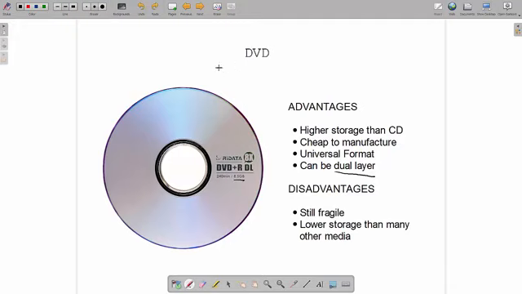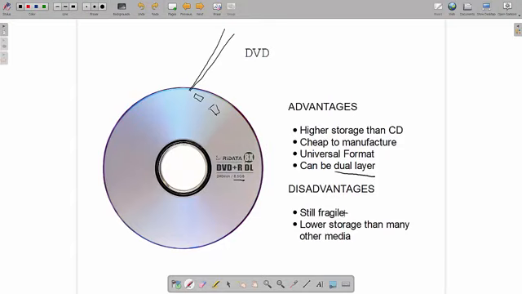The main difference in principle of operation between a DVD and a CD is that the DVD uses a narrower wavelength light. The light that shines from the laser is narrower, and therefore it can read narrower bumps. Because the bumps are narrower, we can fit more of them, the bumps and the tracks, on there. So we can fit more data on there, and that is a higher advantage. As before, they're cheap to manufacture, a universal format, and they can be dual layer, as we've seen here.